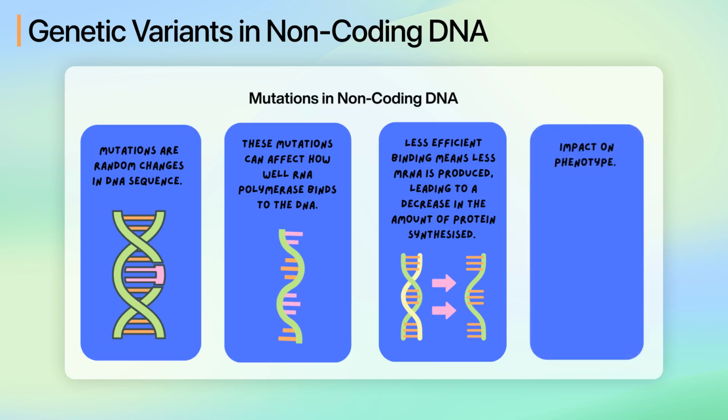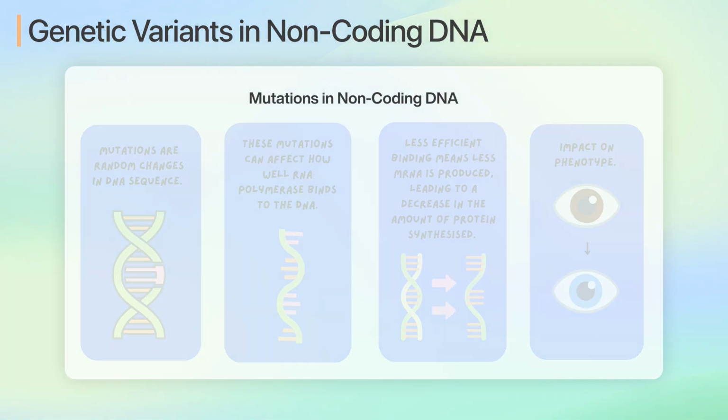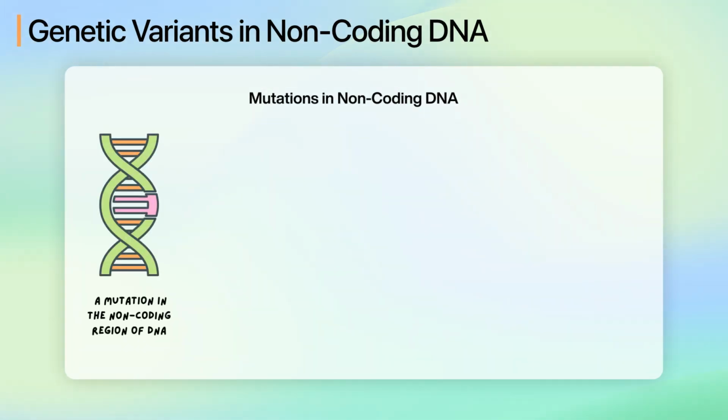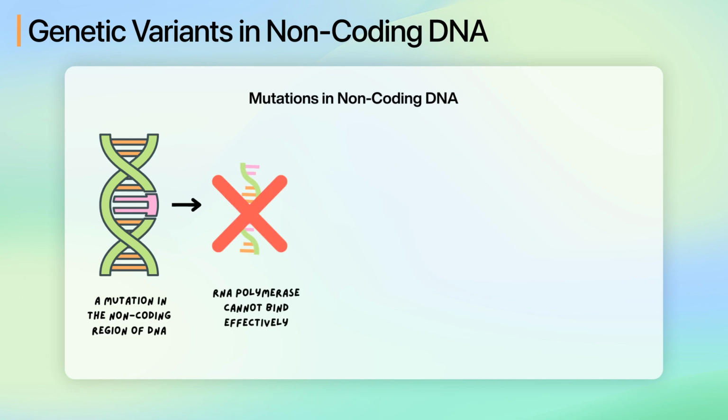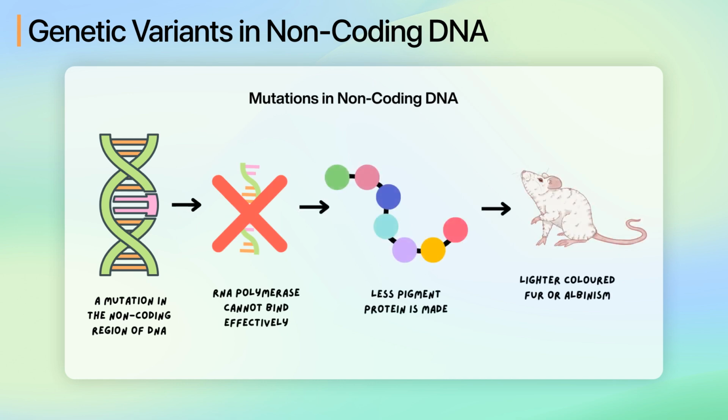It can further impact phenotype. Since proteins carry out various functions within an organism, a decrease in their production can lead to phenotypic changes. For example, if the protein in question is an enzyme, its reduced levels can alter metabolic pathways or other cellular processes. Imagine a mutation in the non-coding region of DNA that affects the production of a protein necessary for pigment production in the fur of an animal. If RNA polymerase cannot bind effectively, less pigment protein is made, possibly resulting in a lighter colored fur or albinism.